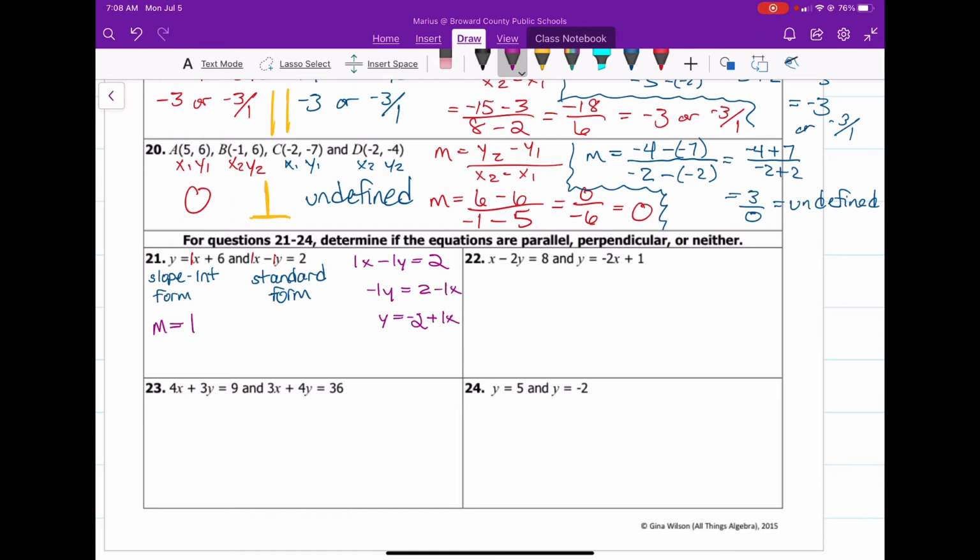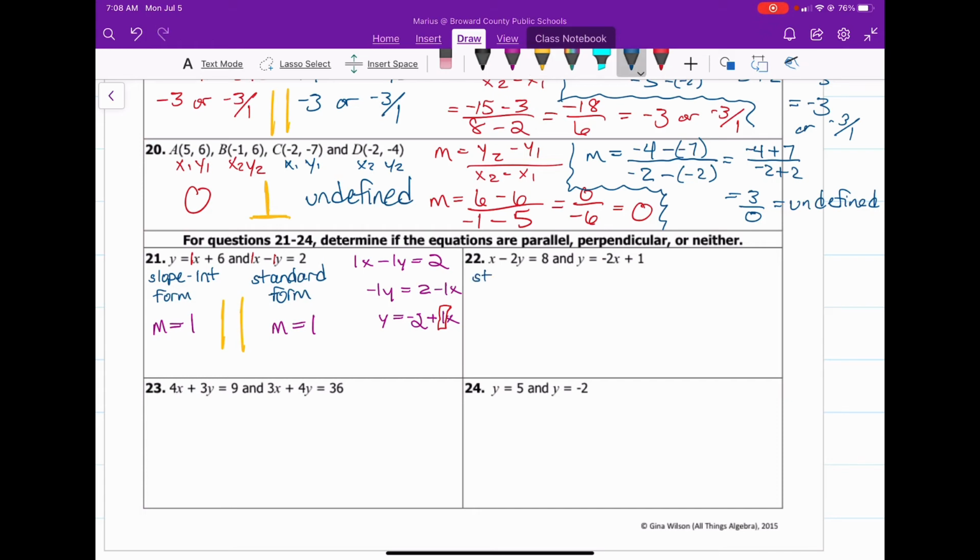And now as we look, remember, we're looking for the coefficient of x. So in the second equation, the slope, once again, is equal to 1. Okay? And we see that right here. Here's the coefficient of x, right? That's 1. So both of these are said to be parallel because they are the same. All right, let's take a look at the next one, number 22.